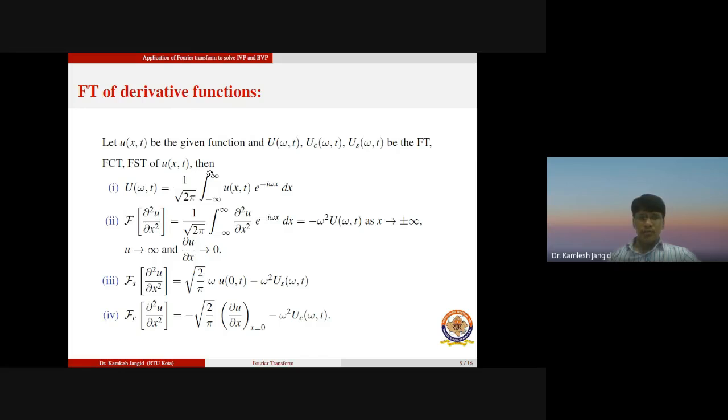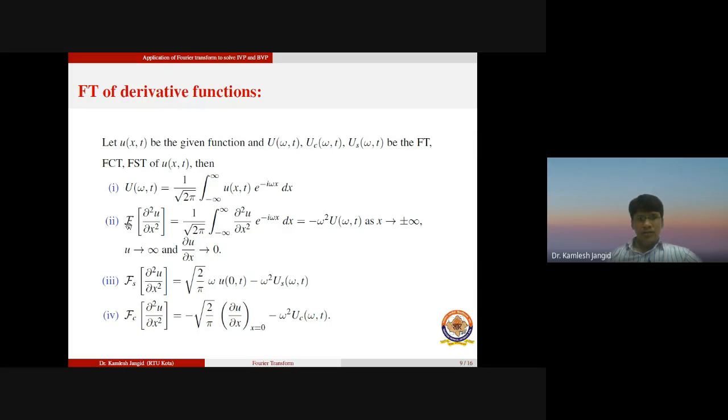Then the Fourier transformation of this u of x comma t is defined by U of omega comma t equals 1 upon root of 2 pi, integration from minus infinity to plus infinity, u of x comma t e raised to the power minus iota omega x dx. This is by the definition. It means we are finding the Fourier transformation of this function with respect to x here, right?